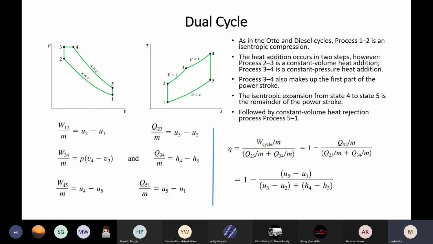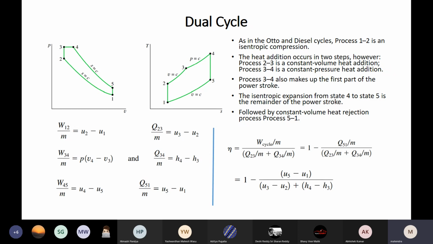So for process 3-4 we have defined work as well as heat. Obviously 4-5 is the isentropic expansion process, which gives you the maximum amount of work from the cycle. That is the only work you are getting at the shaft. And this one, as you know very well, is the constant volume heat rejection. So all these work and heat terms we have defined. Then efficiency we have defined.